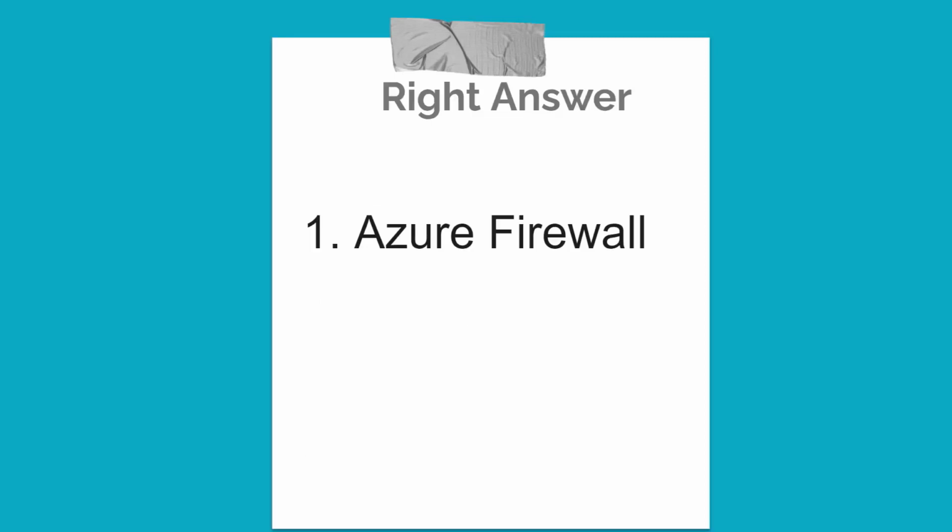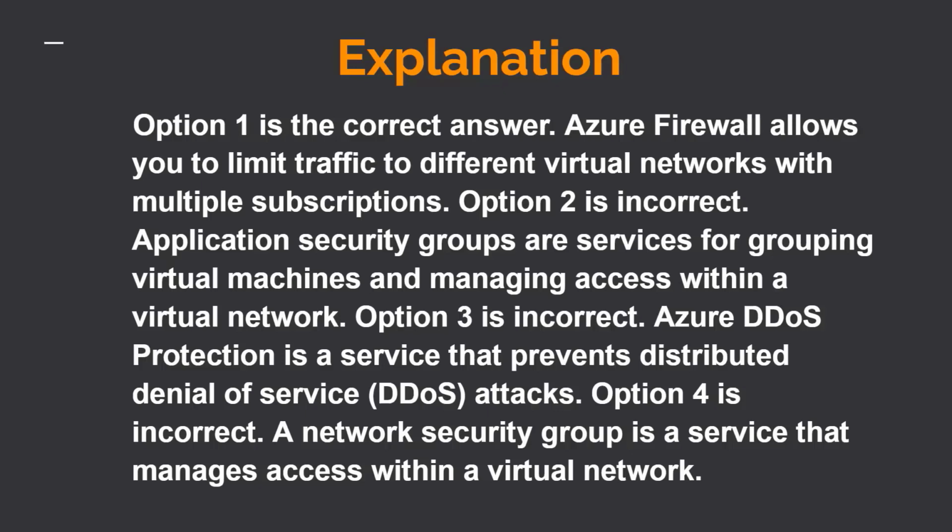Azure Firewall. Explanation. Option 1 is the correct answer. Azure Firewall allows you to limit traffic to different virtual networks with multiple subscriptions. Option 2 is incorrect. Application security groups are services for grouping virtual machines and managing access within a virtual network. Option 3 is incorrect. Azure DDoS Protection is a service that prevents distributed denial of service (DDoS) attacks. Option 4 is incorrect. A network security group is a service that manages access within a virtual network.